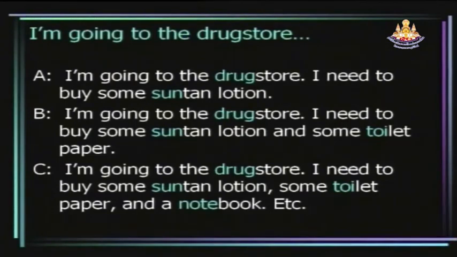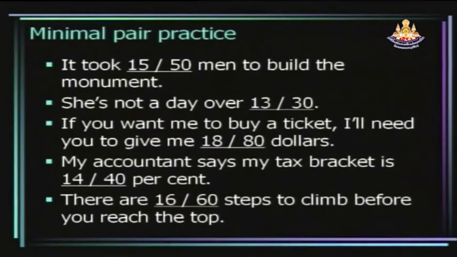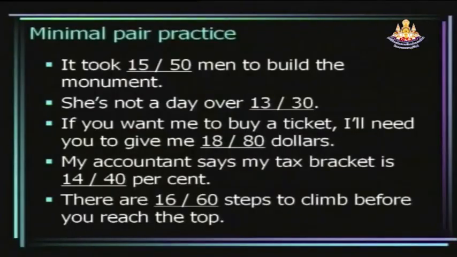Okay. Some listening comprehension practice with numbers. So for example, I might say it took 15 or 50 men to build the monument. She's not a day over 13, 30. If you want to buy a ticket, I'll need you to give me $80. My accountant says my tax bracket is 40%. There are 60 steps to climb before you reach the top.